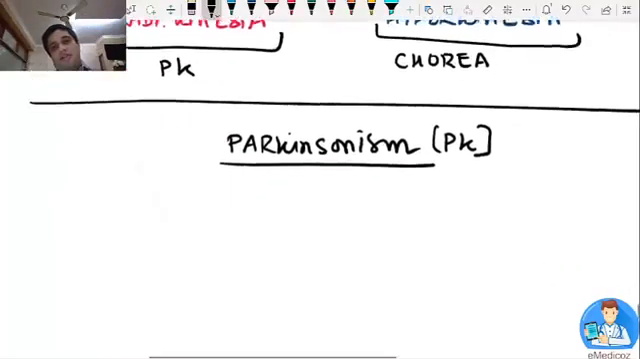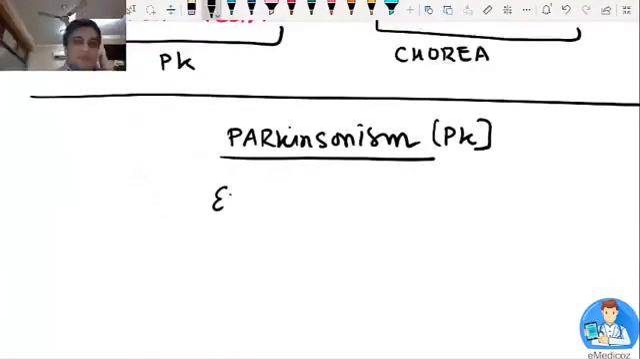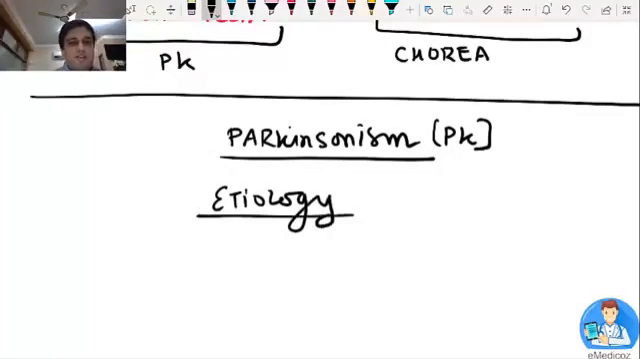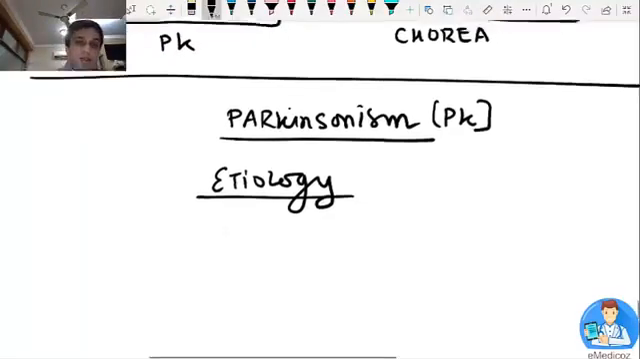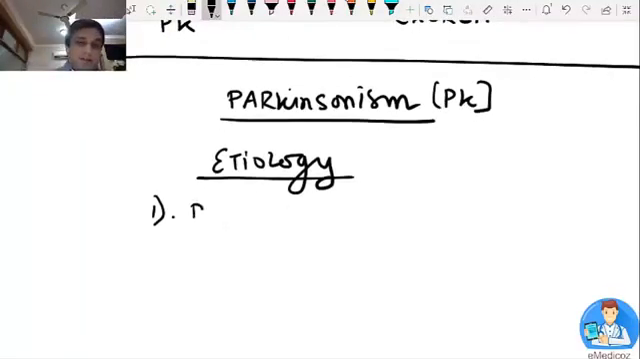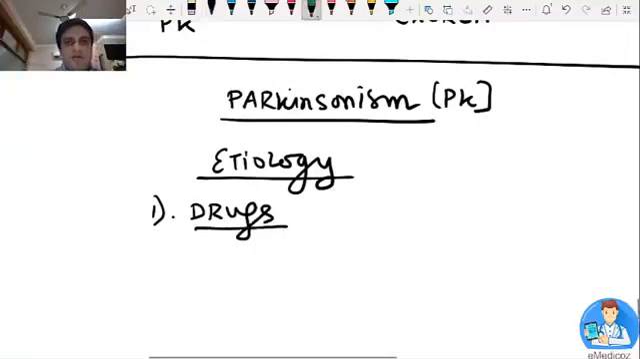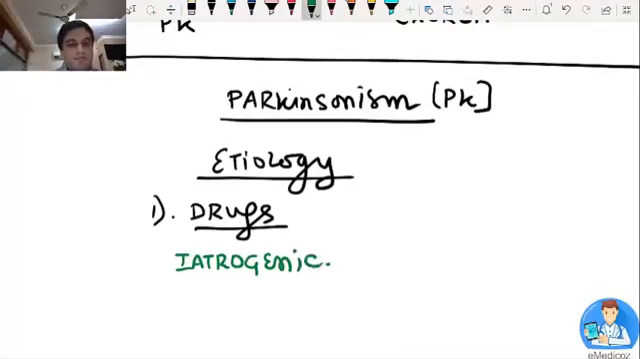Parkinsonism, when I look at the disease proper, it has come to me with various kinds of disorders or etiologies. What are the various etiologies that we have for Parkinsonism? Let us look at this one by one. The very first link of Parkinsonism always comes from the drugs. Any disorder which comes because of the drug is known to me as iatrogenic. Iatrogenic, that means drug induced.